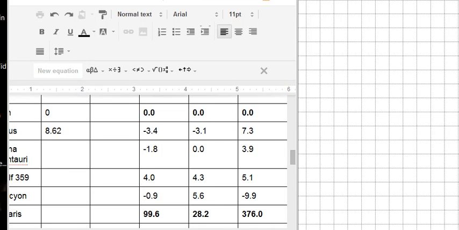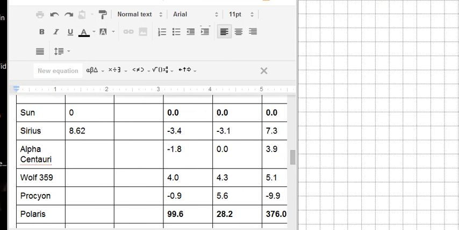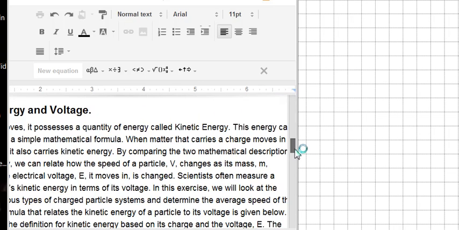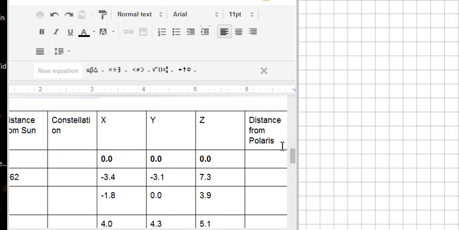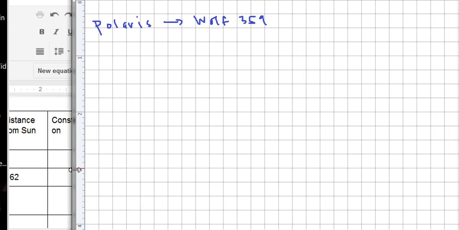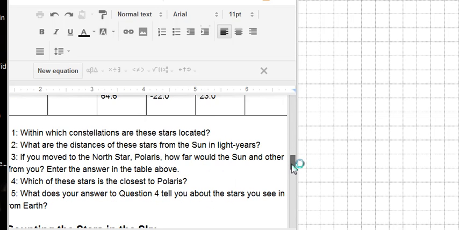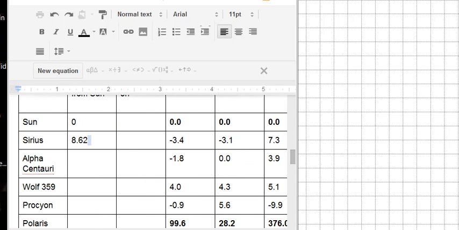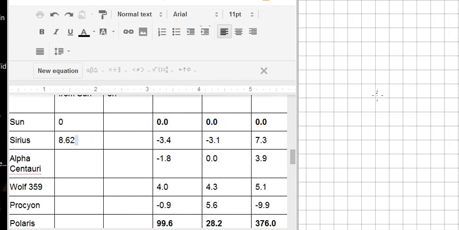So what I'm going to do is now I have to figure out the distance from Polaris to different stars, and that's what I'm going to use to fill out this column over here, distance from Polaris. Now, here's how I would do it. First of all, you're using an equation that looks kind of crazy.